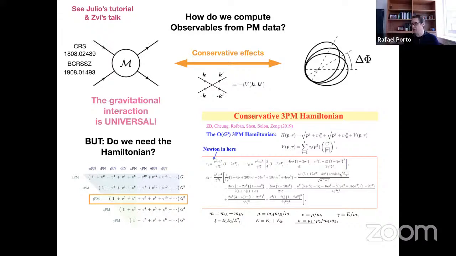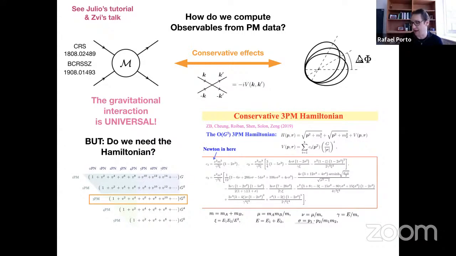So I guess I don't have to motivate the two-body problem to this audience. That's the theme of this conference. We also had a beautiful tutorial by Julio and a great talk by Spi, who described one way in which we can use scattering data, in particular the scattering amplitude, to compute observables. I can hear somebody talking. No, okay. To compute observables from post-Minkowskian scattering data, in this case from scattering amplitudes for binary systems in the classical limit.